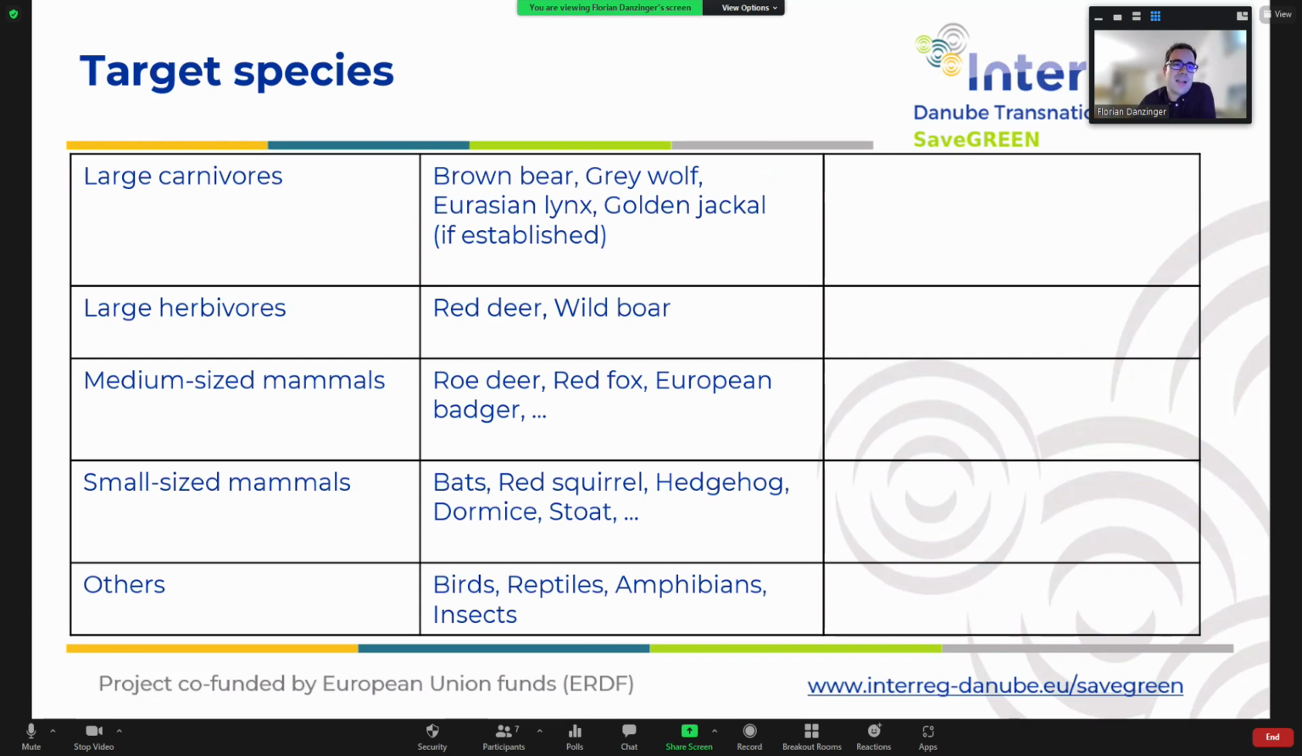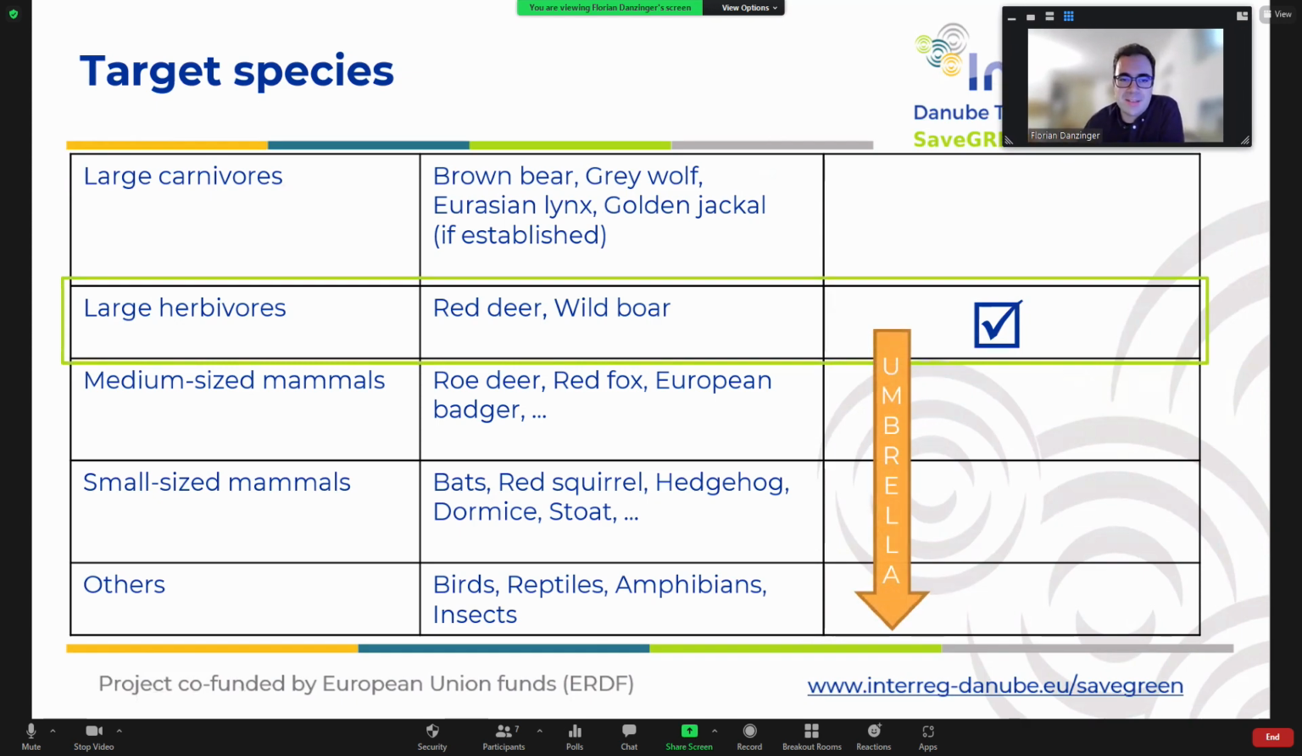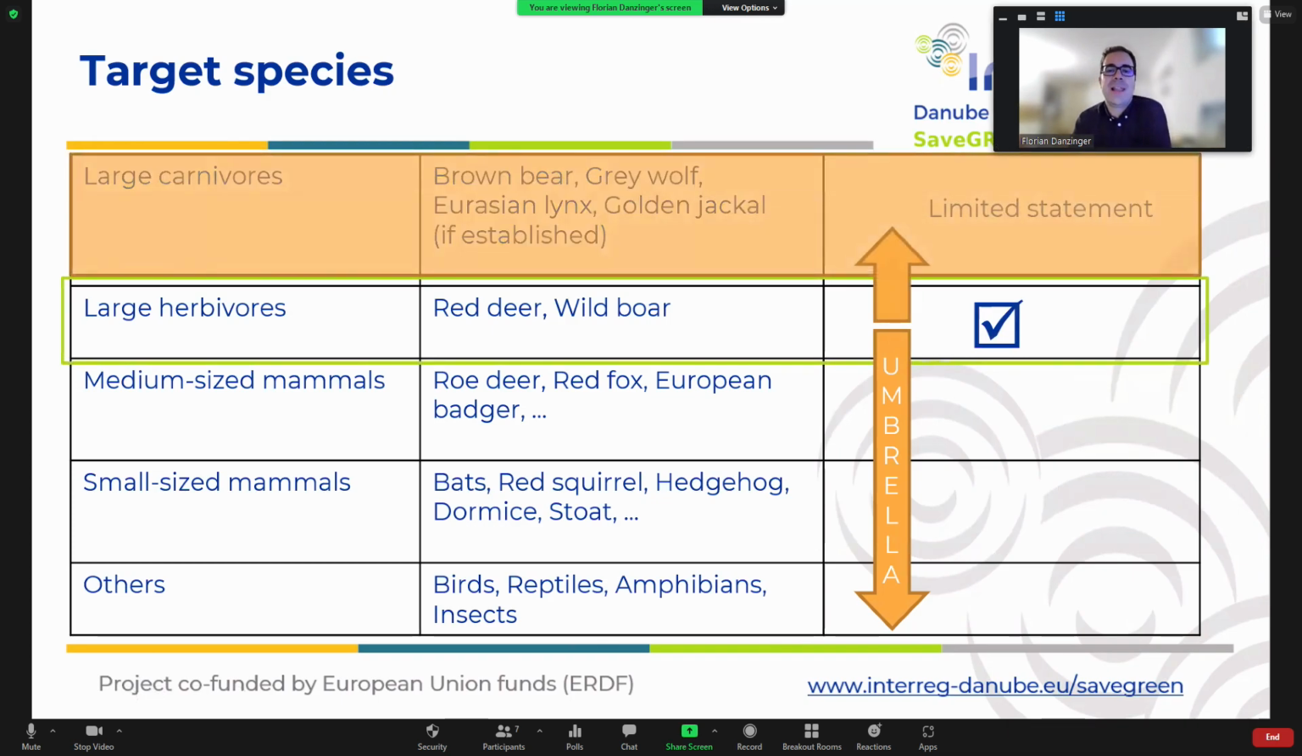We chose some target species. In our case, this was the large herbivores, red deer and wild boar, because in comparison to Hungary and maybe also Romania, large carnivores aren't really present in our landscapes anymore. So this would not allow us to give a clear statement on the functionality of our corridors. And also, these large herbivores serve as umbrella species for all the other species groups.